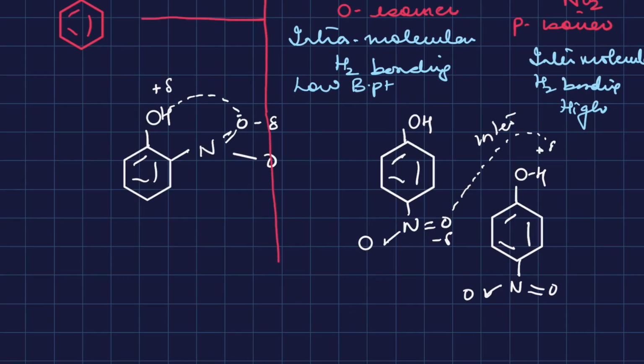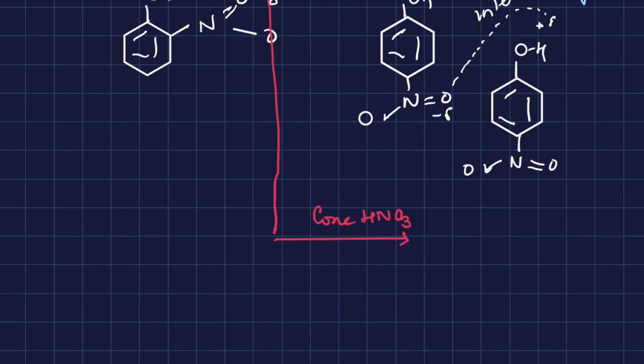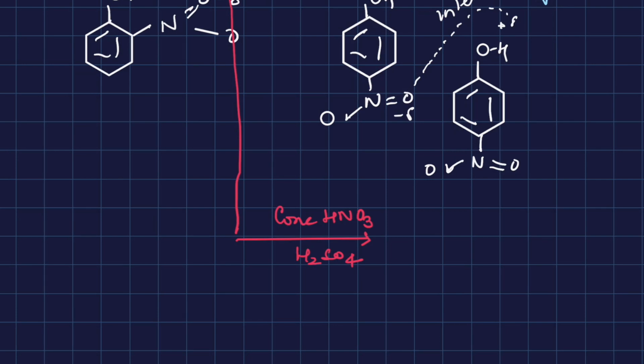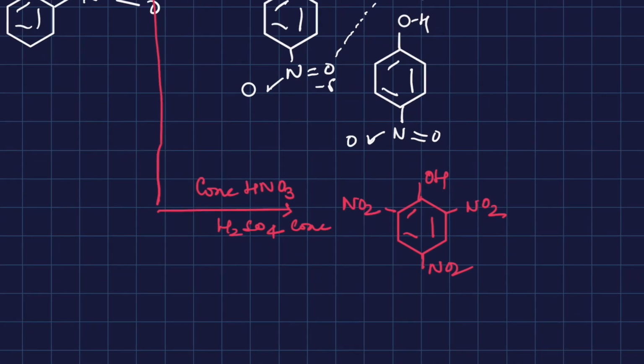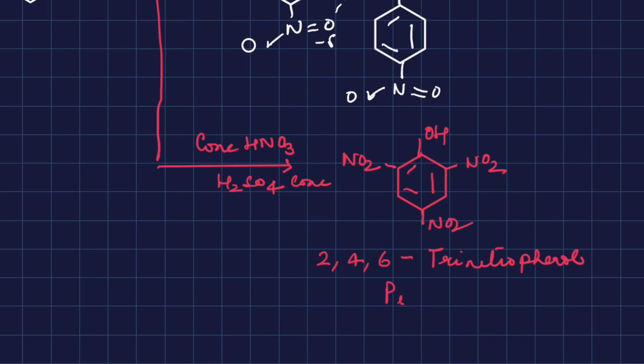For the second case of nitration, there is no space, so let me go down. We take conc HNO3, we can take some drops of sulfuric acid also, and we get substitution at all 3 positions, like bromination. This is known as 2,4,6-trinitrophenol, commonly known as picric acid.